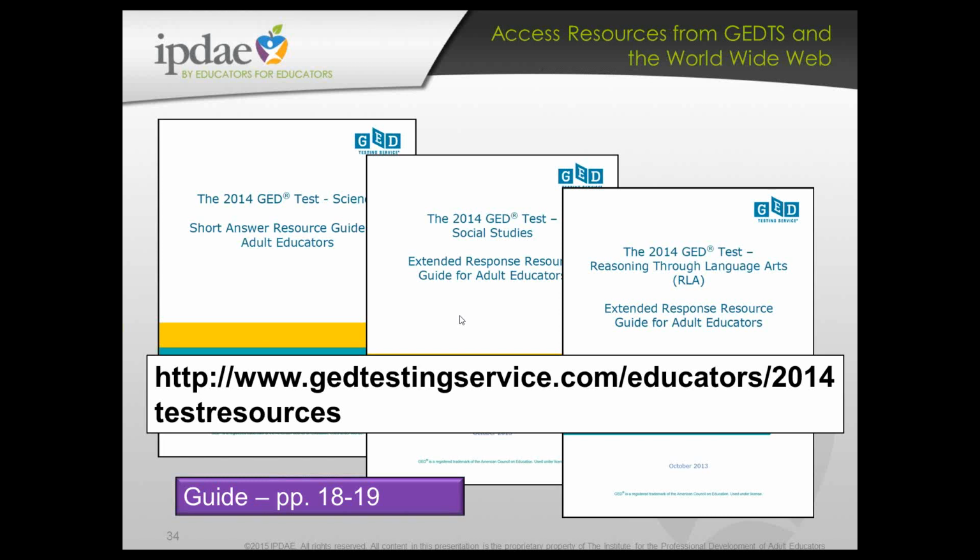So 12 points they can earn on reasoning through language arts, 8 points on social studies. And then when it comes to science, we have 3 points for each of 2 short answers. So having said that, Bonnie, you want to go ahead and flip over? I think we've covered all of the questions here. So we can go over to the resource guide. You should be seeing that now.